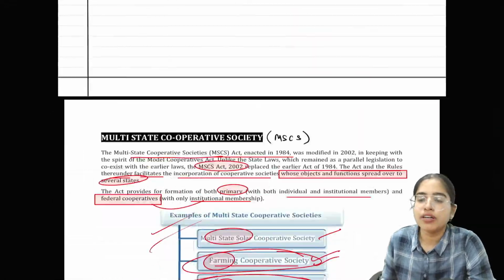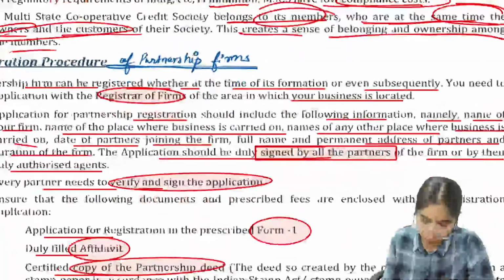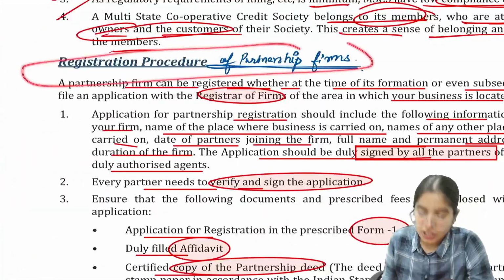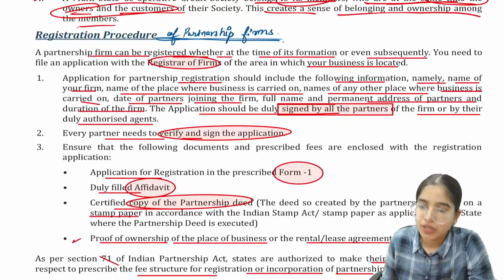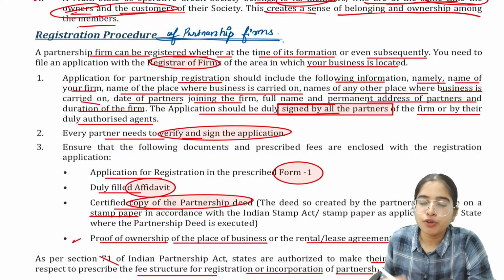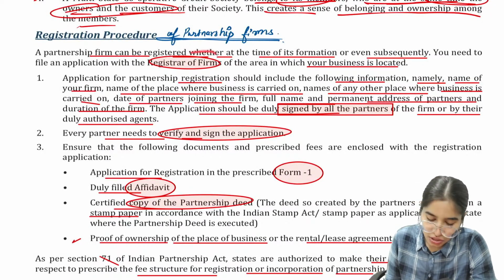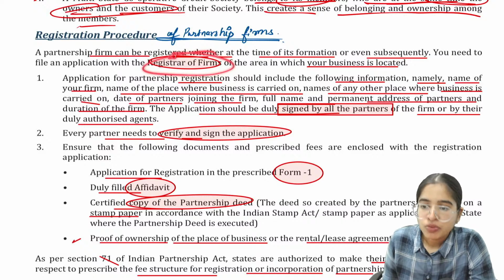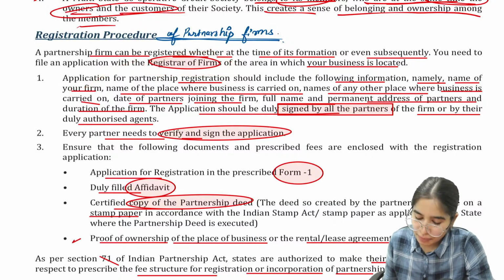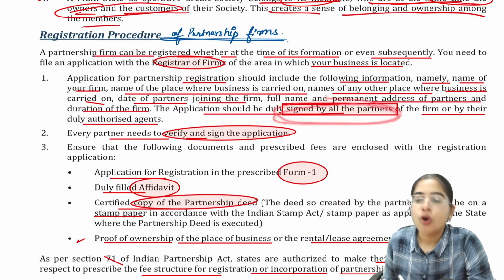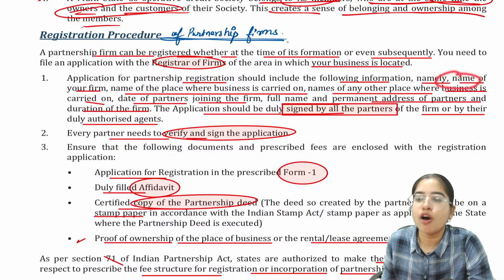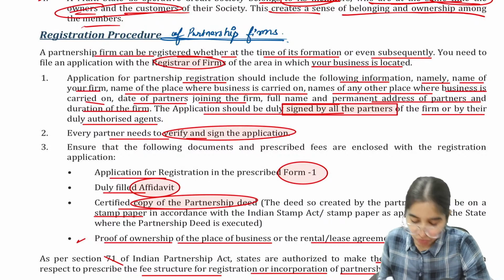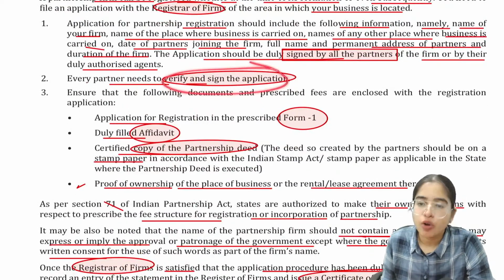Here one small point is given with respect to registration of a partnership firm. How can you get a partnership firm registered? First, you have to make an application to the registrar of firms in form number 1. That application should be signed by all the partners. In that application, you have to give the name and details of partners as well as the firm, and it should be signed by all the partners.